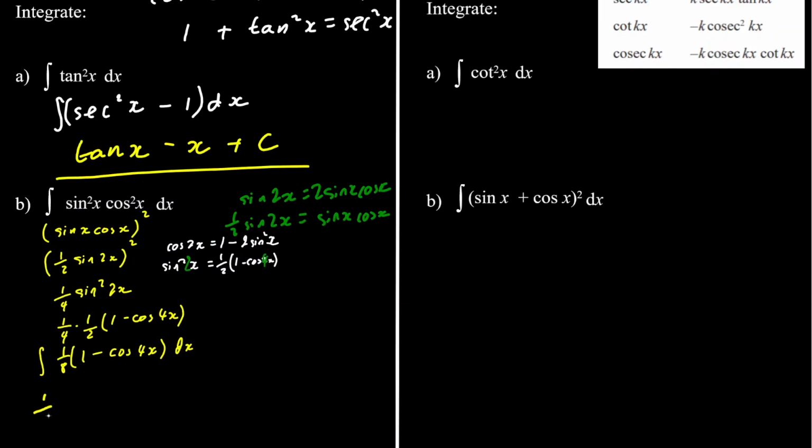So I'm going to take the eighth out of it. 1 integrates to give x. Cos integrates to give sine. And I'm going to divide by the bracket differentiated, which is 4. So it's minus a quarter of sine 4x. So 1/8 times x minus a quarter of sine 4x, and plus c on the end.